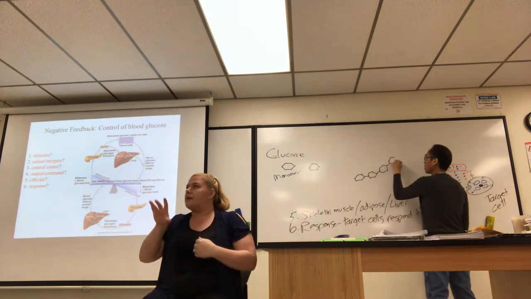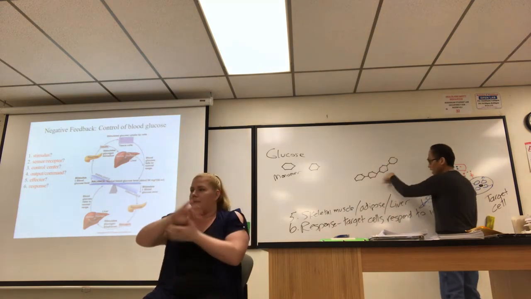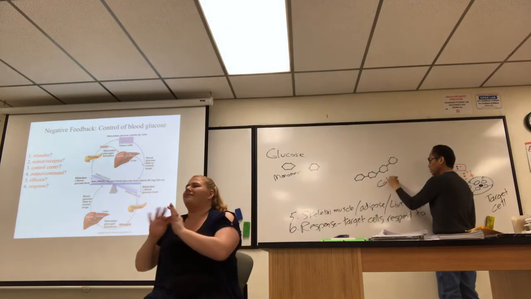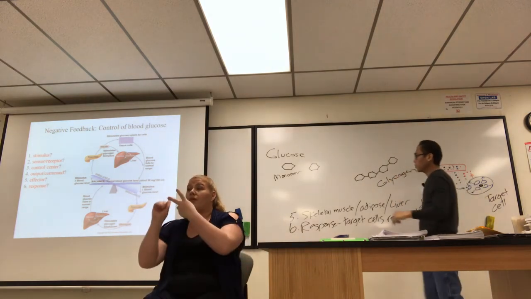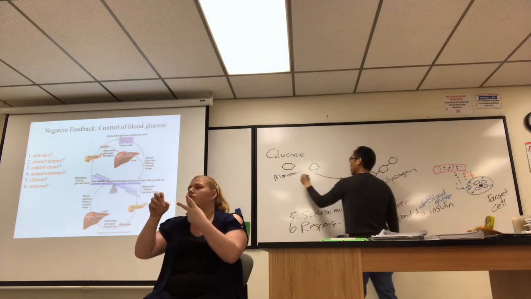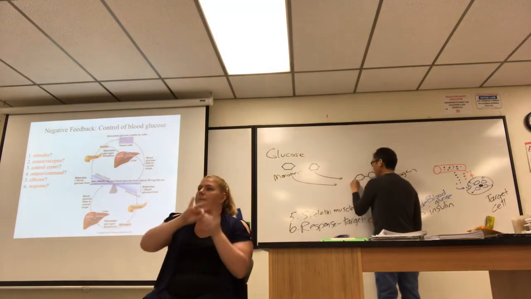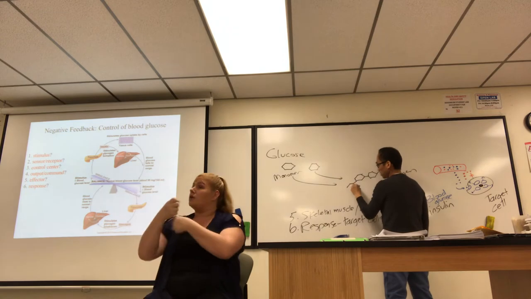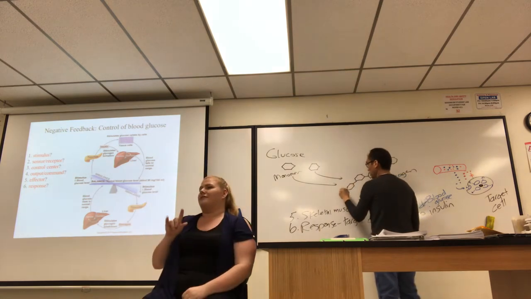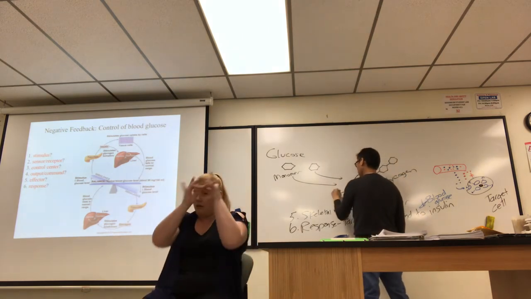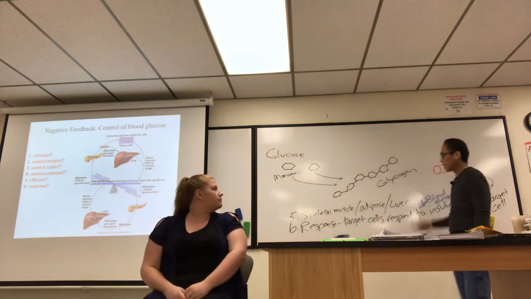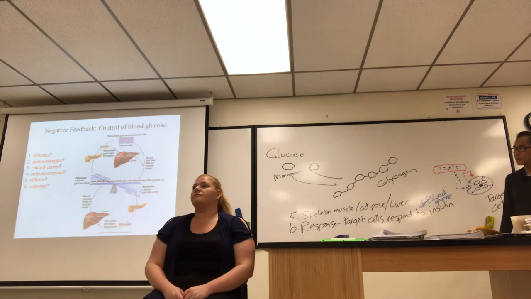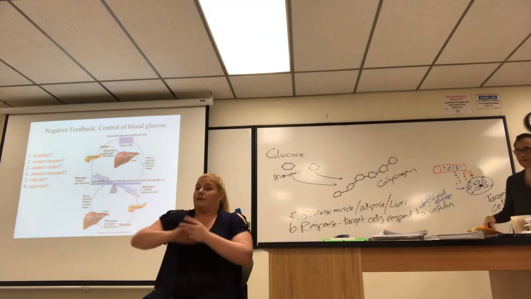I don't want to draw it, but it's a chain, okay? Glycogen is the storage form of glucose. And so you just add the monomers to it. Insulin has the ability to do that. You increase your glycogen stores with insulin. So that's what I wanted to say.